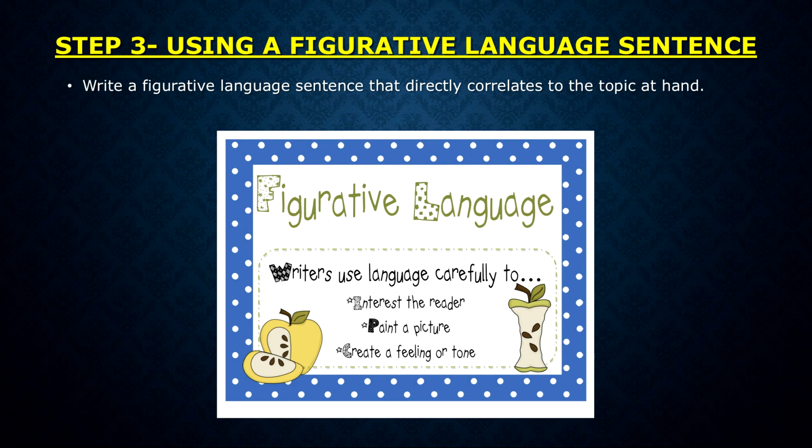Step number 3. Using a figurative language sentence. Write a figurative language sentence that directly correlates to the topic at hand. Figurative language: writers use language carefully to interest the reader, paint a picture, create a feeling or tone.